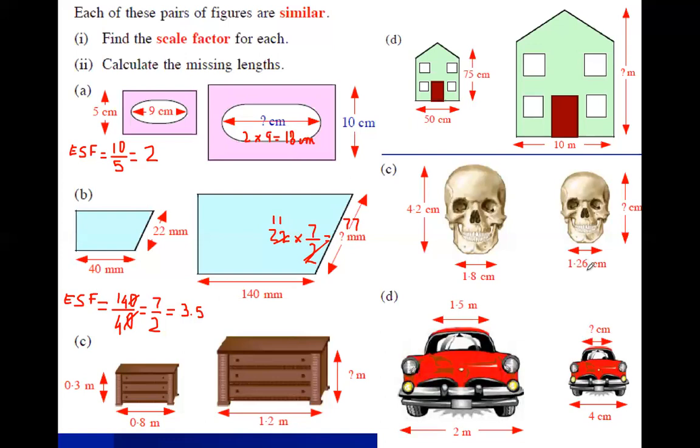Okay. So same for C here. We've got 1.2 divided by 0.8, which is 3 over 2. So you can keep 3 over 2, and then 3 over 2 times 0.3, and it's 9 over 20, which is 0.45.